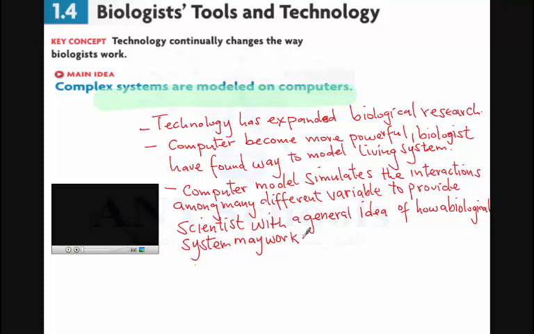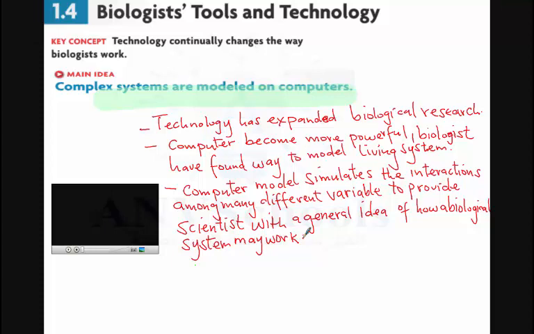Computers can model complex systems within organisms, for example, how medicine might affect the body or the effect of a heart attack. Computer models can also help biologists study complex systems on a much larger scale. Epidemiology, which is the study of how diseases are spread, can be modeled on computers.